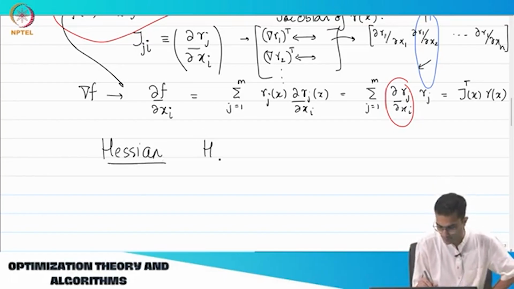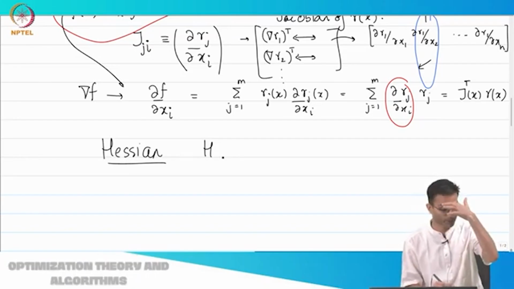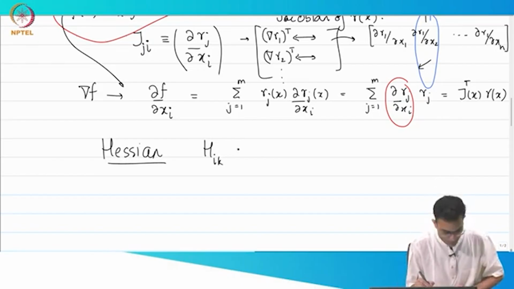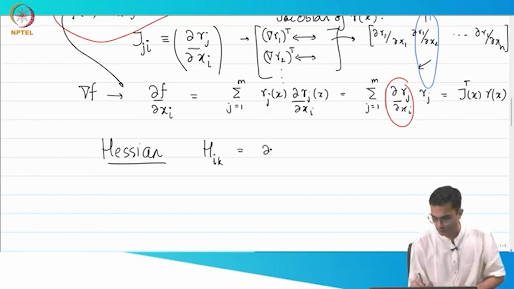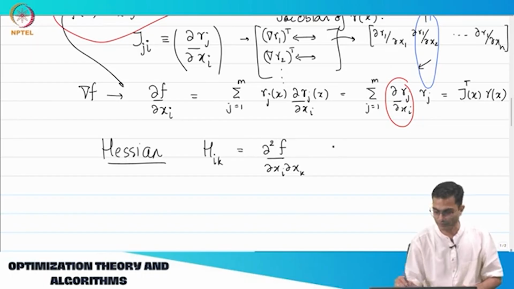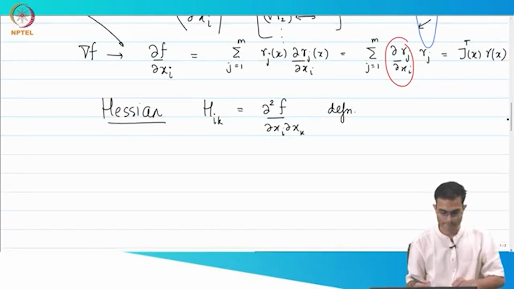Now, Hessian, again, I'm keeping J for the index of summation. So, I'm going to use I and K so that I don't get confused. This is the definition of the Hessian. Okay.